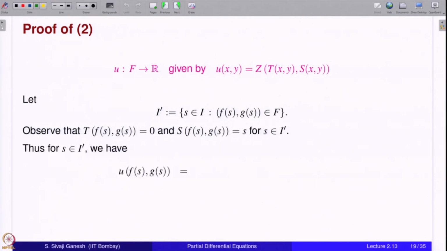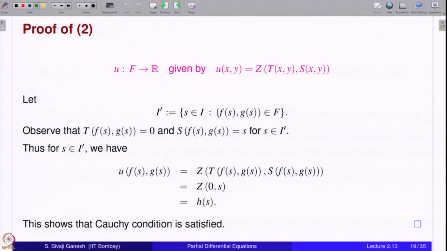Thus, for s in I dash we have u of f(s), g(s) equal to, by definition of u, T of f(s), g(s), comma s of f(s), g(s), but that is nothing but z of 0 comma s, which by the definition of z is h of s. Therefore, the Cauchy condition is satisfied, that means a piece of the datum curve lies on the integral surface defined by this function u. Now, we still have to check that u solves the PDE.